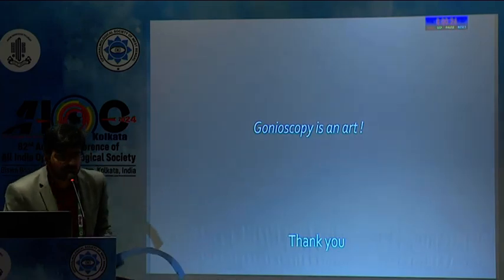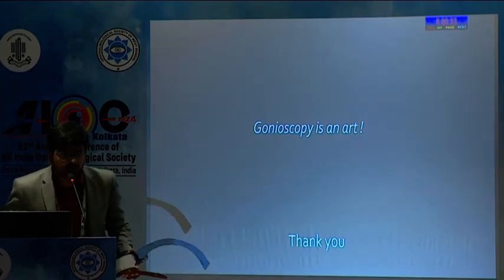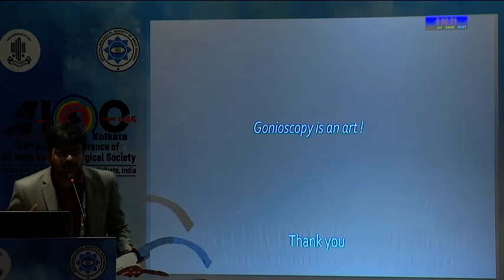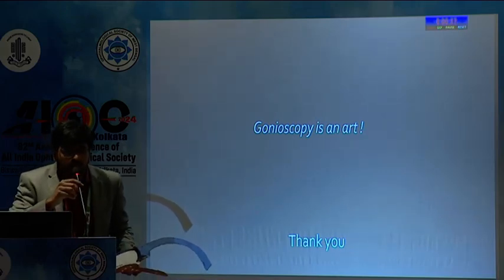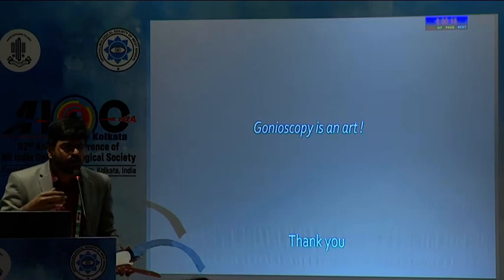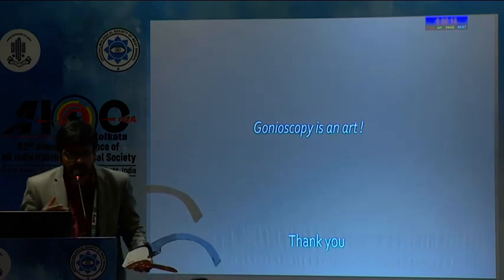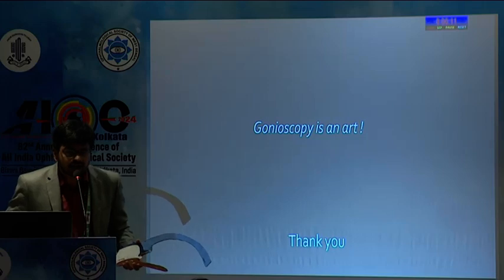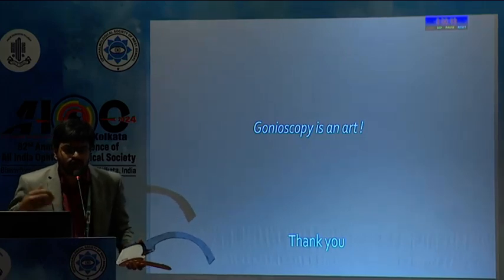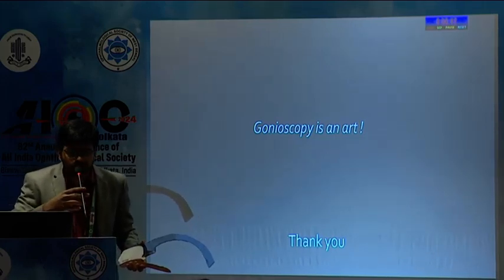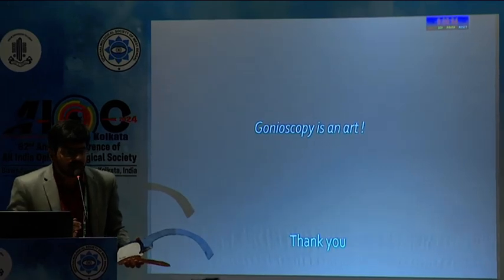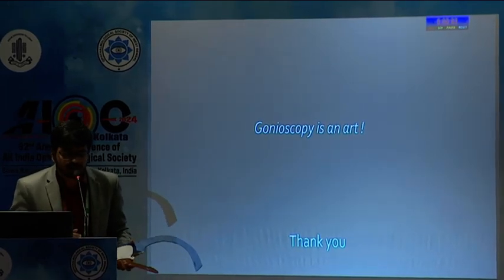Around 50% of the glaucomas in South Asian countries are due to primary angle closure glaucoma. But these glaucomas are going unnoticed because of the lack of gonioscopy in our country. It is a dire need that every ophthalmologist should practice gonioscopy and master the art of gonioscopy. Gonioscopy is not a mere technique, it's an art. Thank you.